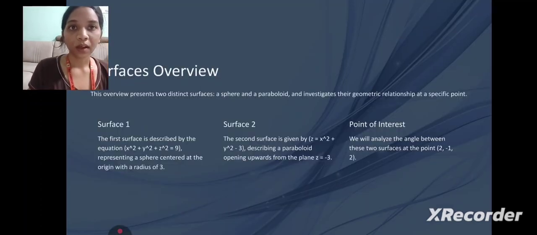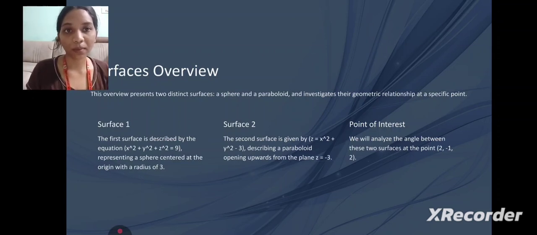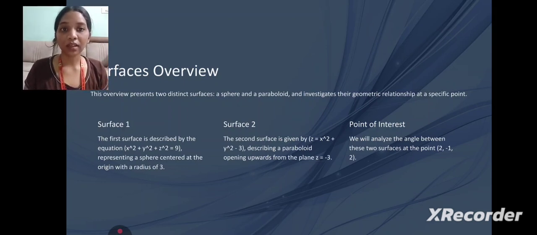Surface overview. This overview presents two distinct surfaces, a sphere and a paraboloid, and investigates the geometric relationship at a specific point. In surface 1, the first surface is described by the equation x square plus y square plus z square equals 9, representing a sphere centered at the origin with a radius of 3. Surface 2 is given by the equation z equals x square plus y square minus 3, describing a paraboloid opening upward from the plane z equals minus 3.